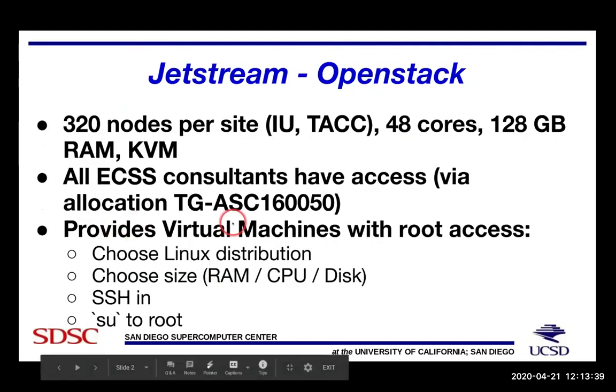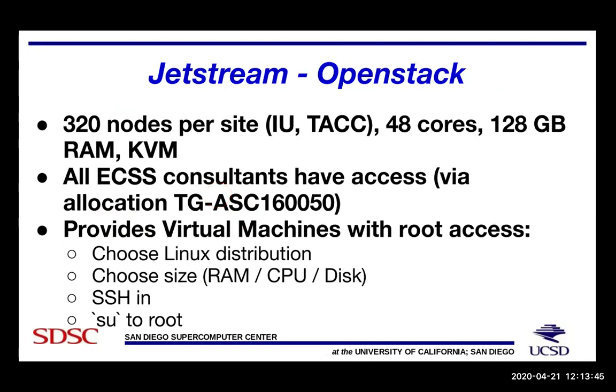And so to get started with this, if you are an ECSS consultant, you already have this allocation, and if you are not, you can go through the ECSS website and request an allocation on Jetstream. Once you are granted this allocation, then you can create machines on Jetstream through the OpenStack software, which is handling all of this resource creation and networking and everything else.